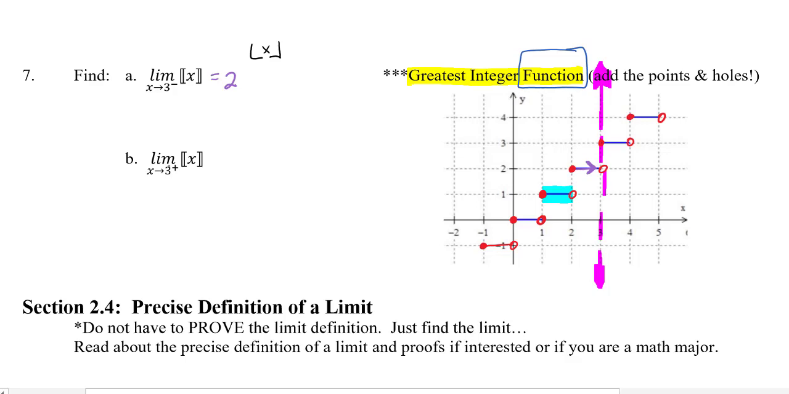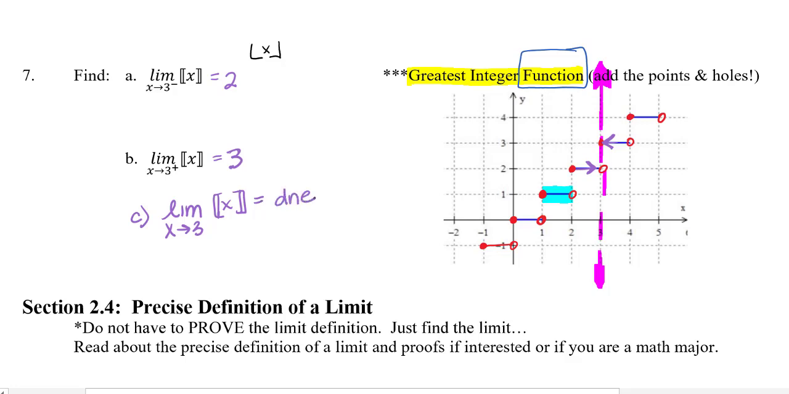Okay, and if x approaches 3 from the right, well, now I'm still approaching that purplish highlighted line here, but now from the right, I'm up at this point, so that will be a y value of 3. So if I ask you if there is a part C, limit as x approaches 3 of this greatest integer function, what would you say?